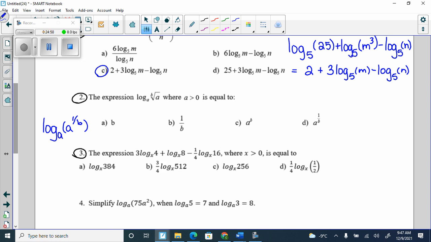So we can move the 1 over B to the front if that doesn't make any sense. The log A to the 1 over B, the exponent is always the answer. You could go 1 over B, bracket log A to the A. And what's log A to the A? Just 1. So it's still 1 over B. Same answer.